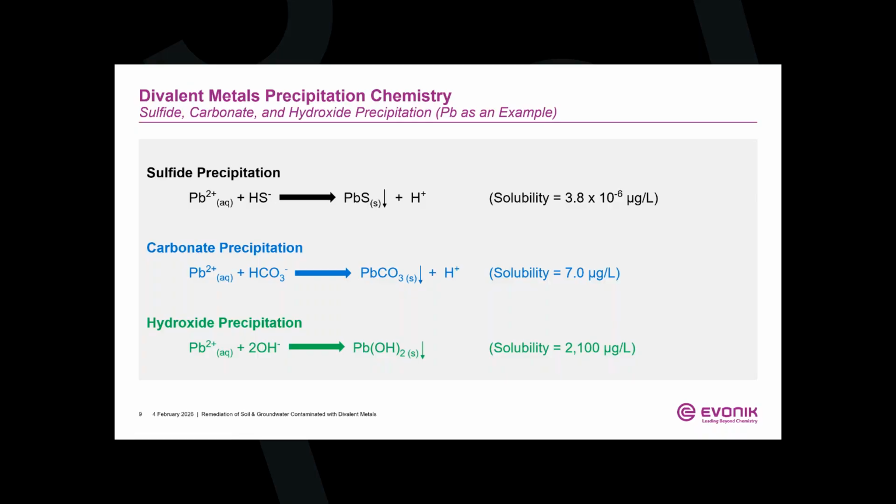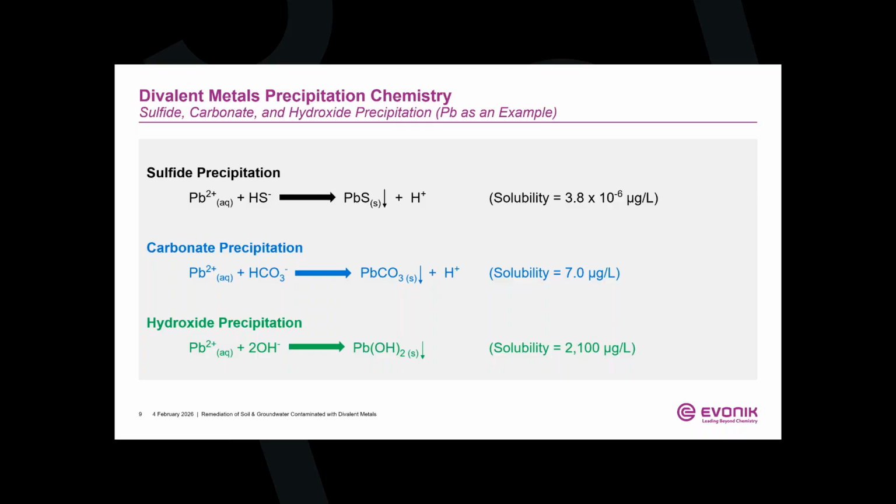There you can see the solubility in water under standard conditions, 10 to the -6 micrograms per liter. So way, way under MCLs or TCLP standards. Carbonate precipitation, same thing here, example with lead showing how lead will precipitate with free carbonate to produce lead carbonate. It has higher solubility than the sulfide, but it is lower than the MCL for lead.